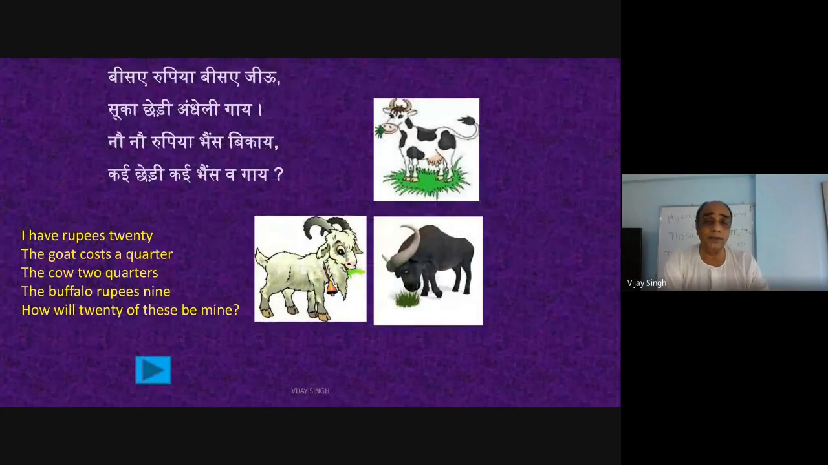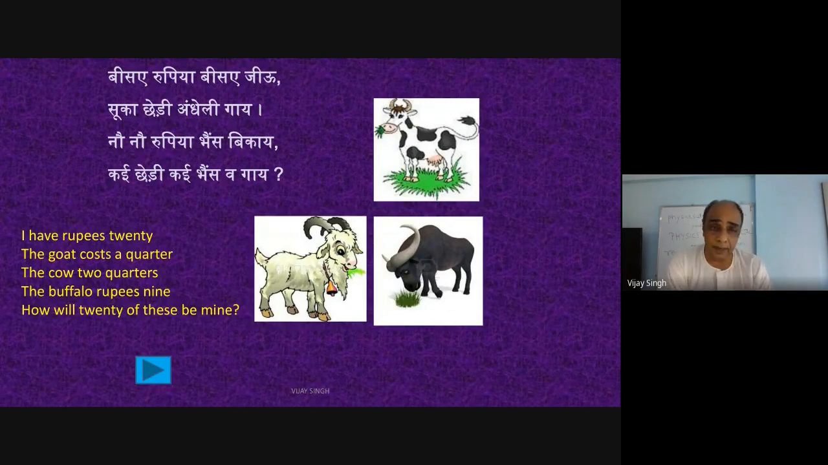There is another one, once again one of my favorites from the land of Aryabhat. I have 20 rupees. The goat costs a quarter. There are 3 animals: the goat, the cow, and the buffalo. You can see them all. The goat costs a quarter, the cow 2 quarters, the buffalo 9 rupees. How will 20 of these be mine?